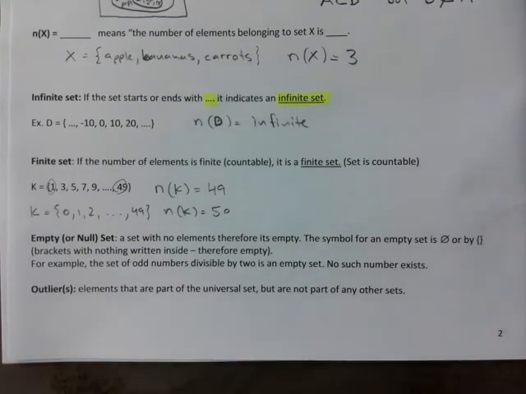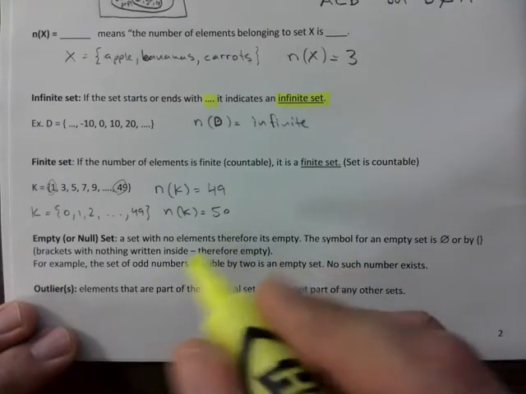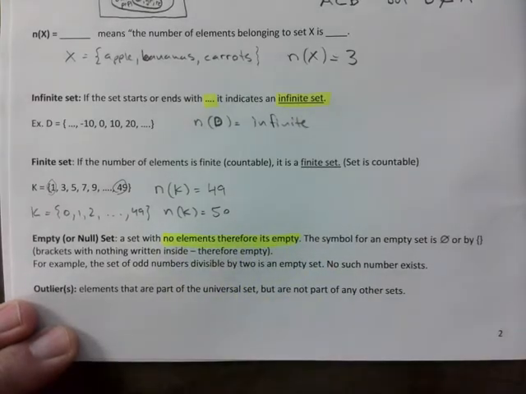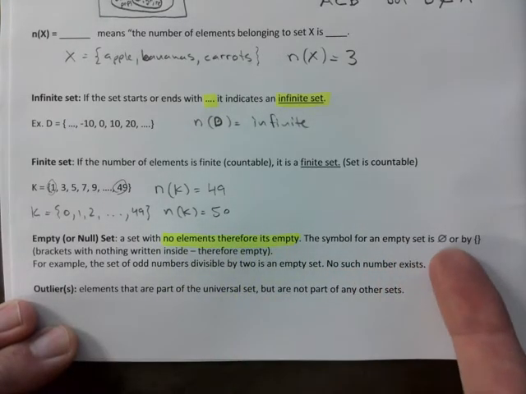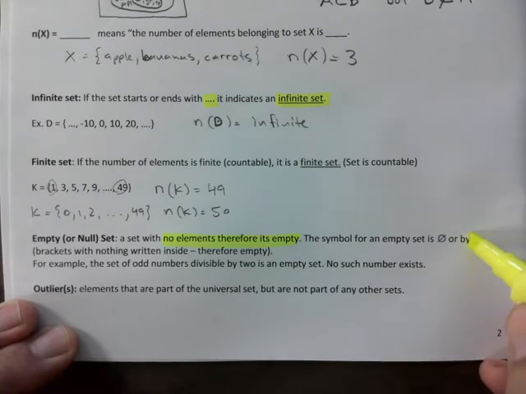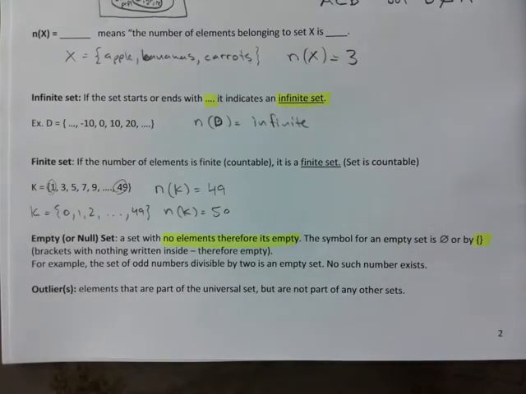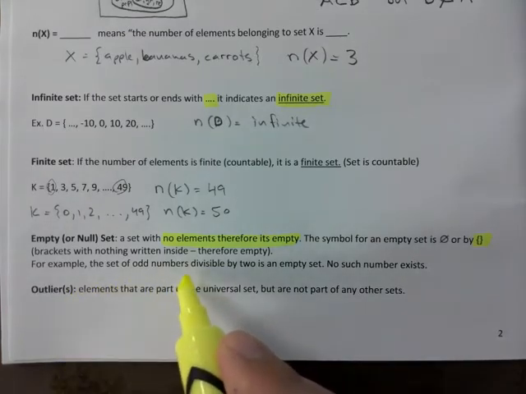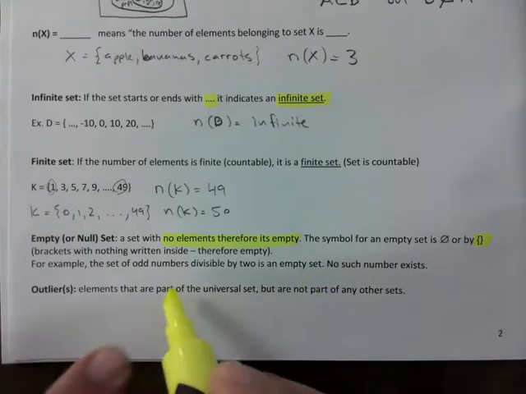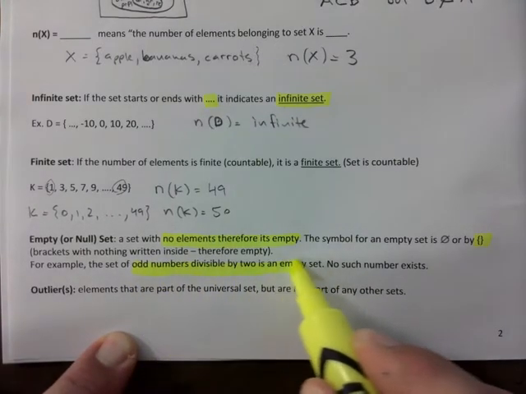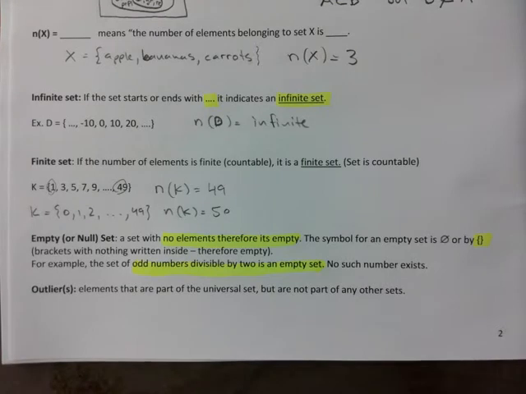Empty or null set, the empty set. No elements are in there, therefore it's empty. It's pretty self-explanatory, right? But you need to know that one. The symbol for an empty set is either 0 crossed out or just 2 squiggly brackets with nothing in there, okay? For example, a set of odd numbers that is divisible by 2, right? If you took all the odd numbers and you said, hey, state all the odd numbers that are divisible by 2, there are none. That would be an empty set, right?